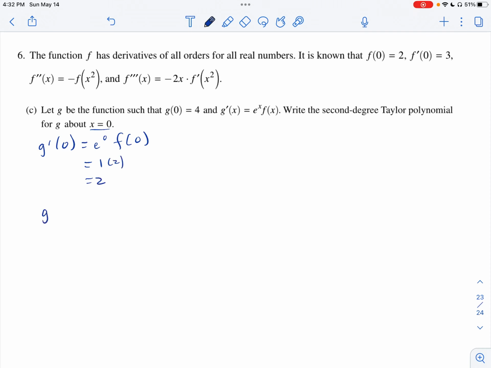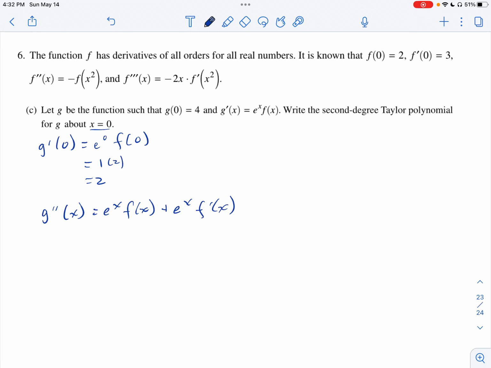So now we've got g double prime of x is equal to e to the x times f of x plus e to the x times f prime of x, okay? And again, just the product rule. Don't let that scare you off. It's just the product rule.